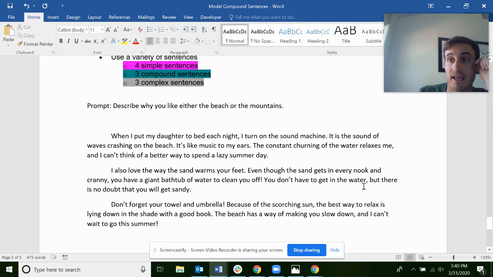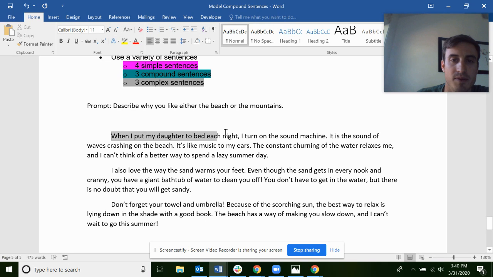Don't forget your towel and umbrella. Because of the scorching sun, the best way to relax is lying down in the shade with a good book. The beach has a way of making you slow down, and I can't wait to go this summer. Now, you can see I've used a variety of sentences. Let's go back and check to see if I have 4 simple, 3 compound, and 3 complex.